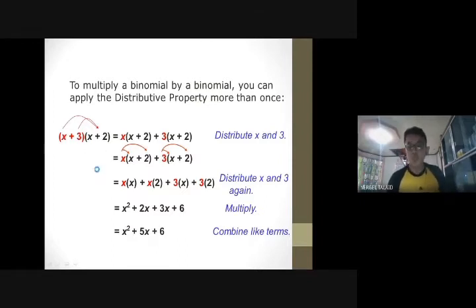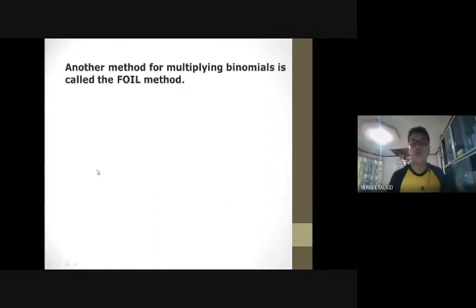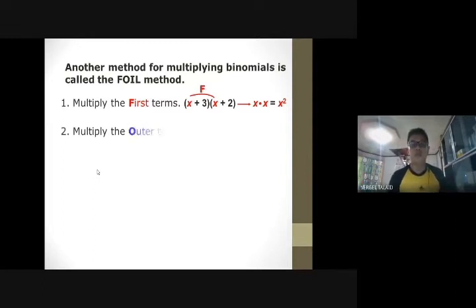Speaking of binomials, you can also apply the FOIL method. This is the other method. What do we mean by FOIL method? F stands for the first terms, so you multiply x by x. That is x squared. Next, the outer terms. The outer here are x and 2, on the leftmost and rightmost parts. So x times 2 is 2x.